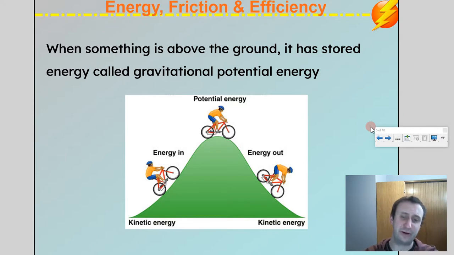So here's a great diagram to show what I mean by gravitational potential energy. When something is above the ground, it has stored energy called gravitational potential energy. So this person does work to get to the top of the hill. And once they're at the top of the hill, they have all of this stored energy that they can release simply by going down the hill.